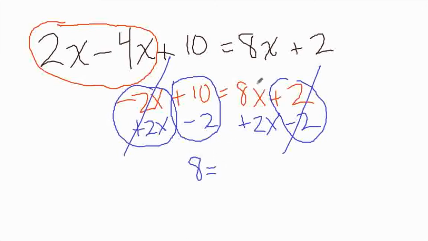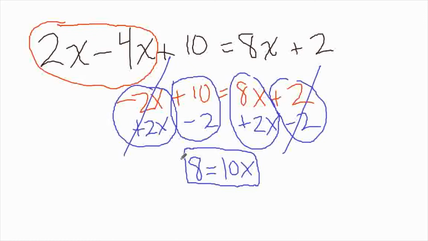And then on the right, we have an 8x and a 2x. That's going to give a 10x. Look at how much simpler this is. Isn't that a much simpler equation than what we started with? And then finally, if you multiply something by 10 and it's equal to 8, the last thing we want to do is divide both sides by 10.